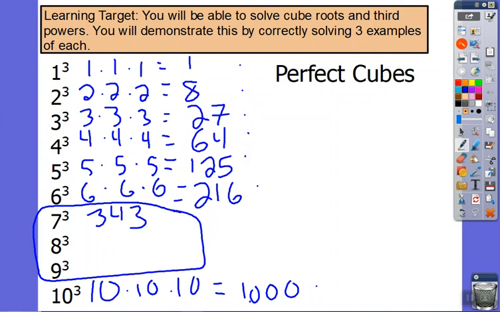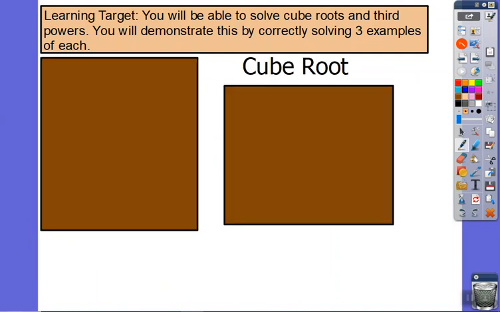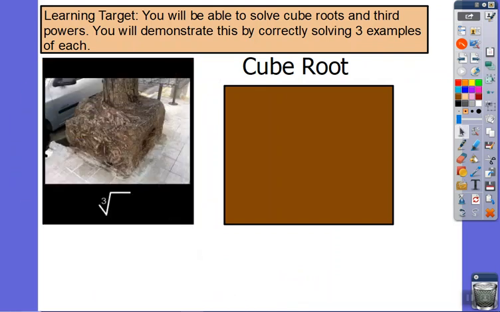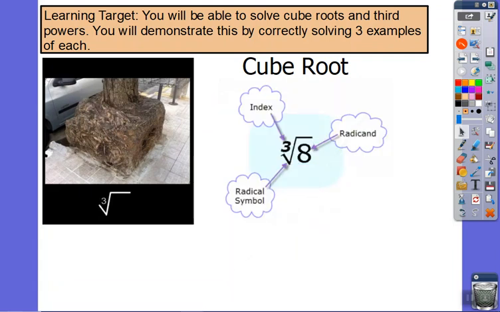So the opposite of a perfect cube would be a cube root. Just to be silly, here is a picture of a cube root. It is a tree that grew inside a concrete box. So the root just filled up that box, all that space that it had, and then the box broke. So here is a literal cube root. And here is what a cube root really looks like.